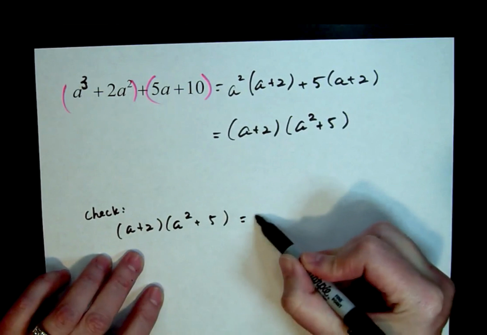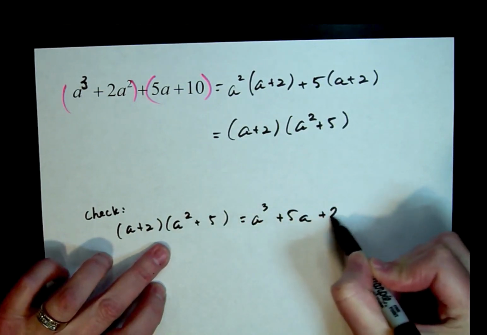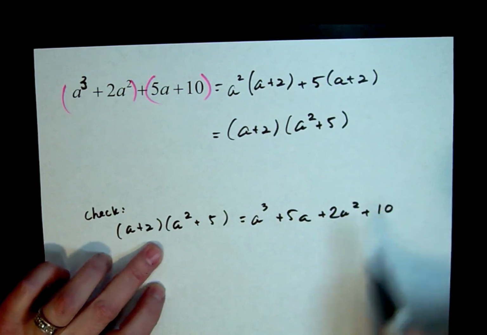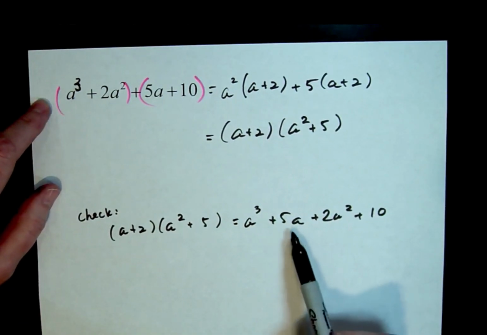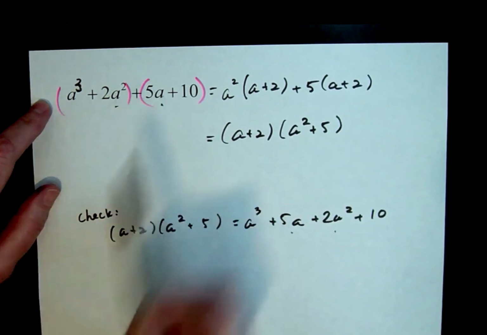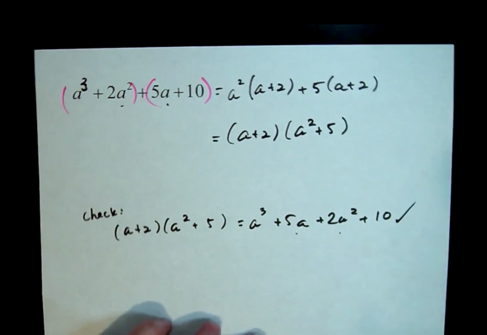A times a squared is a cubed. A times 5 is 5a. And I have a 2a squared, and I have a 10. Is that the same as what I started out with? Yeah, sure. The 5a and the 2a squared are written in a different order, but addition's commutative, so it's the same thing. So our answer checks.